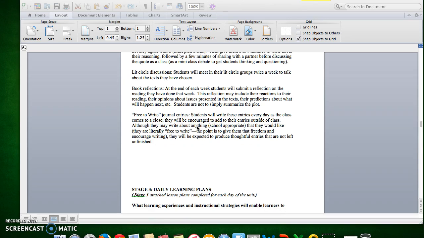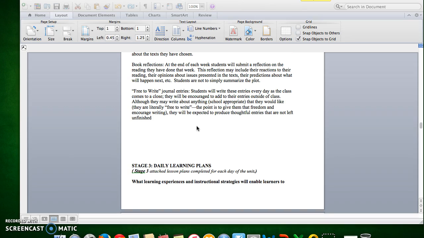I'm also going to have them do book reflections on their reading, and they'll do that on a weekly basis, which is basically just their reactions to the reading, their opinions about issues presented, and their predictions about what will happen next. So not really a summary, just more of a reflection.